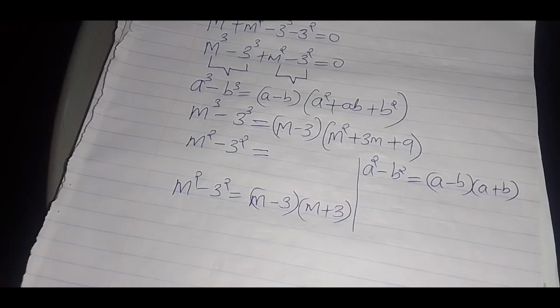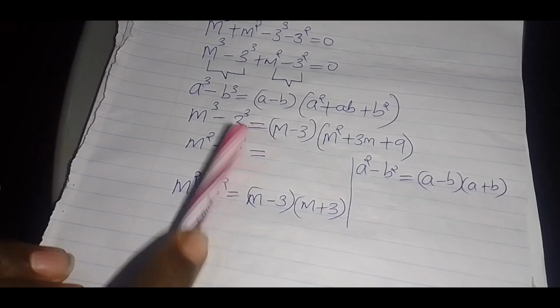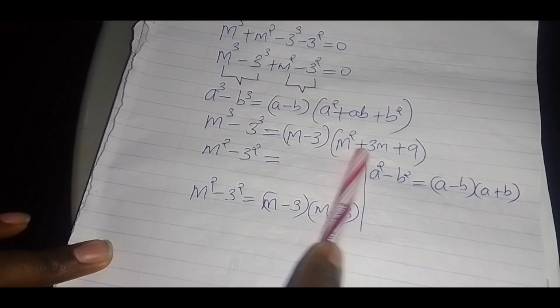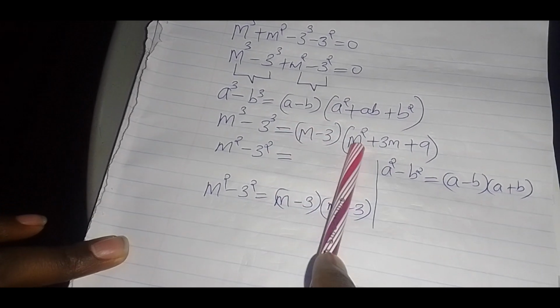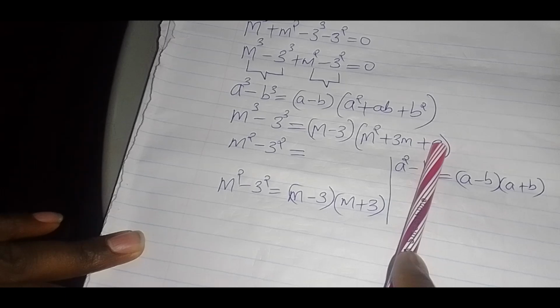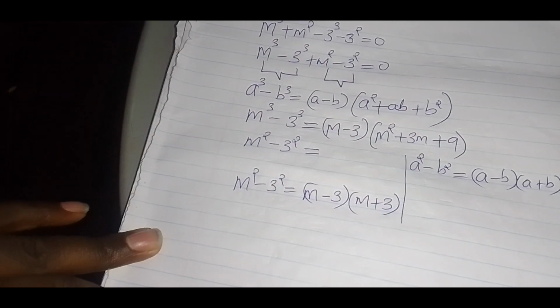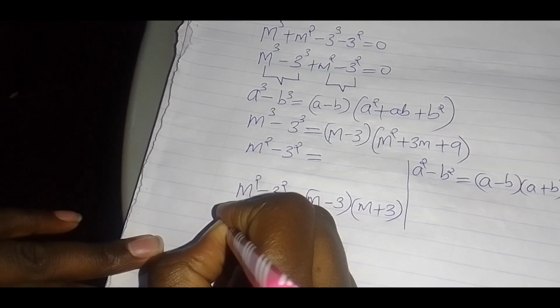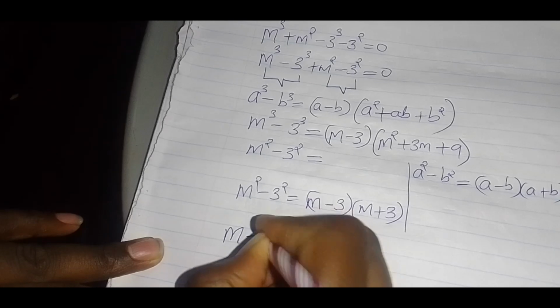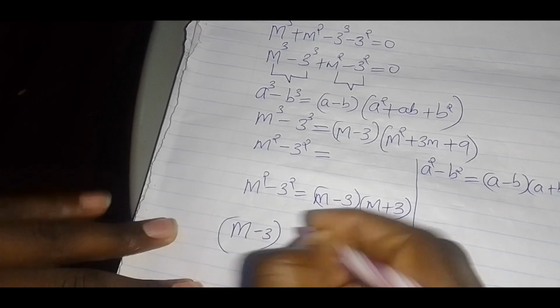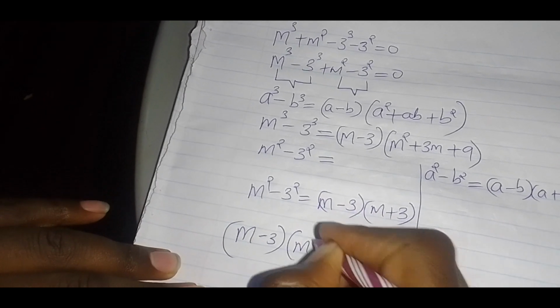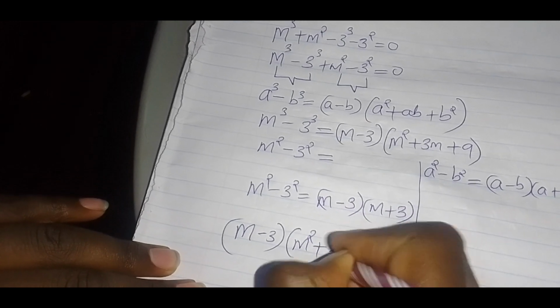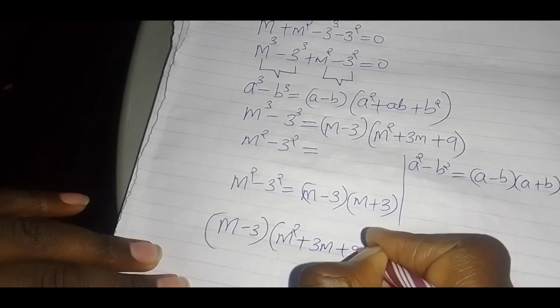So if you go back and we substitute m minus 3 multiplied by m squared plus 3m plus 9, we just input back into our equation. This one will give us m minus 3 into bracket m squared plus 3m plus 9.